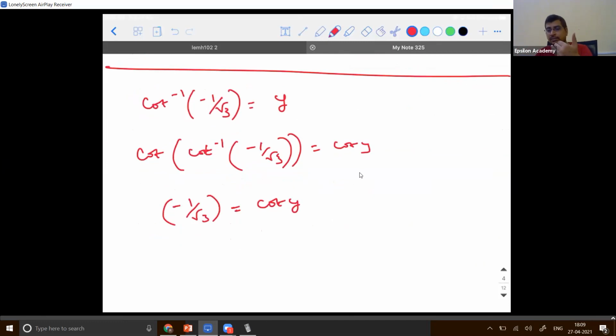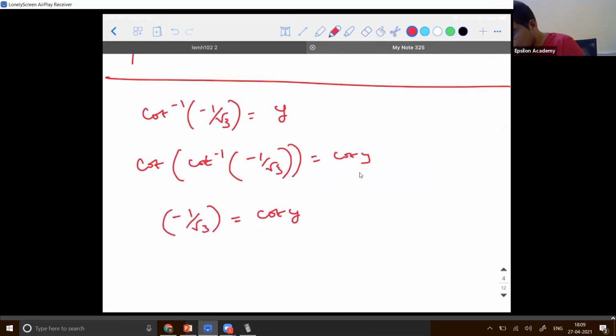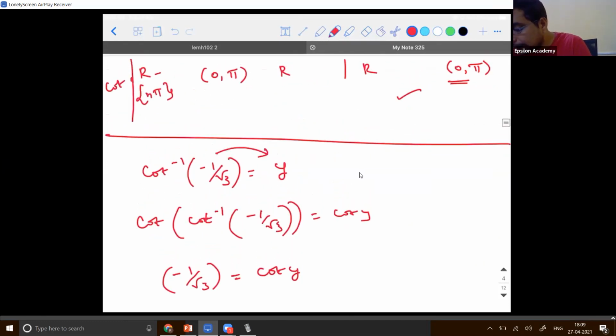So, what value of cot will give you that? So, first think like this. For cot inverse, I need to find the angle. And what should be the angle that I am supposed to get? I should get an angle value between 0 to pi. For cot inverse, I can give the input as any real number. Minus 1 by root 3 is any real number. But the output should come out between 0 to pi. Right? So what value of cot will generate minus 1 by root 3 between 0 to pi?